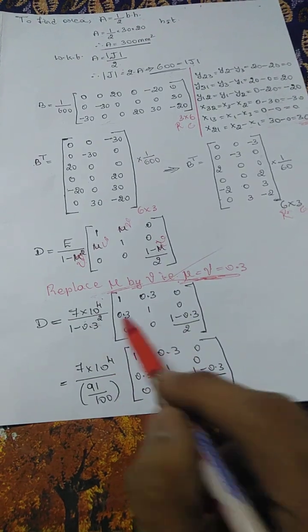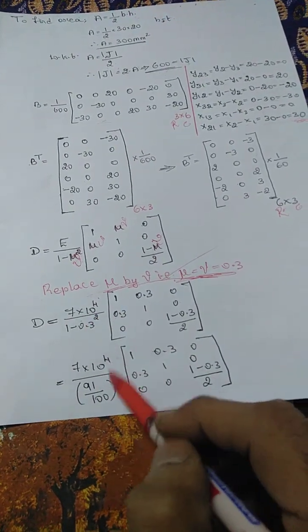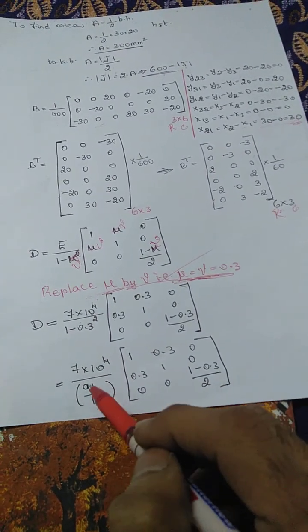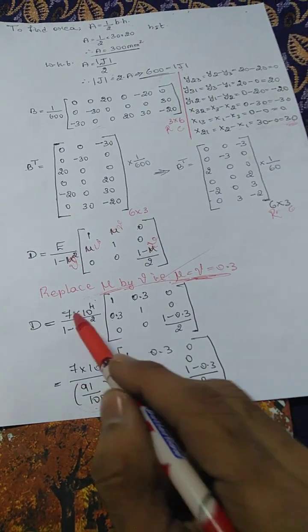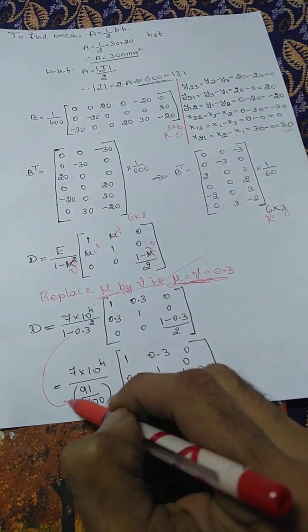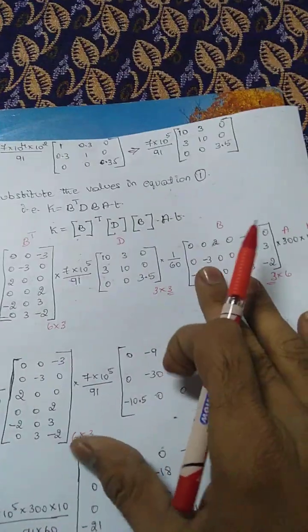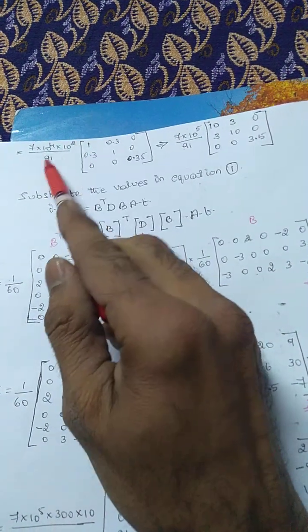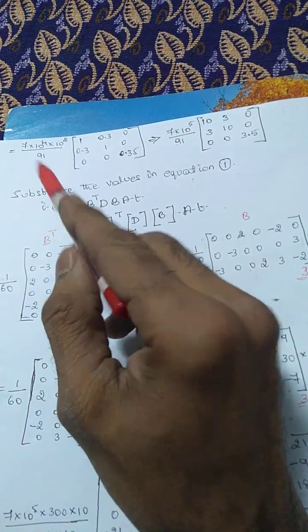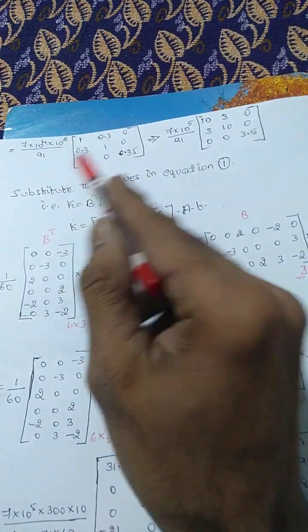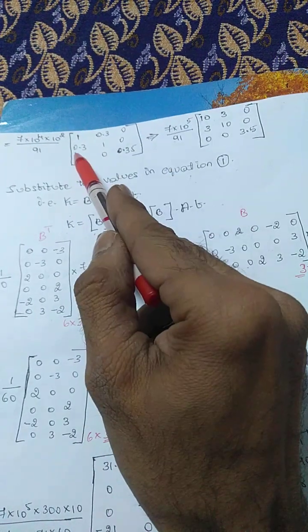So next after this, 1 minus 0.3 squared will be 91 by 100. I have written this after I have solved this and this one. Next, see 7 into 10 to the power 4 into 10 to the power 2 by 91, because this 100 goes up, that is 10 into 10, that is 10 to the power 2.